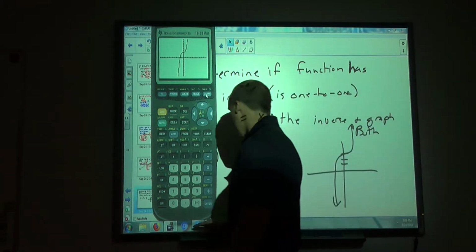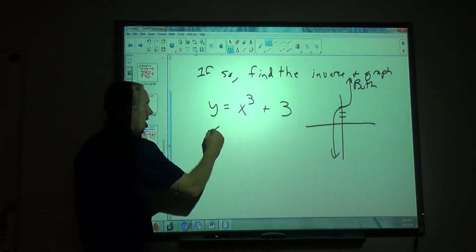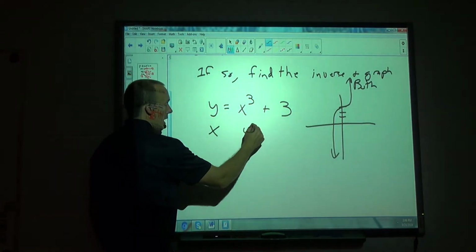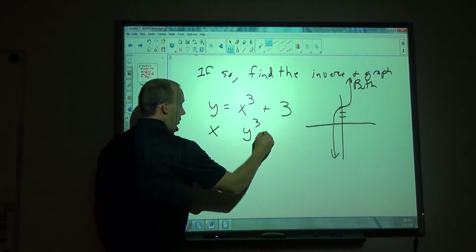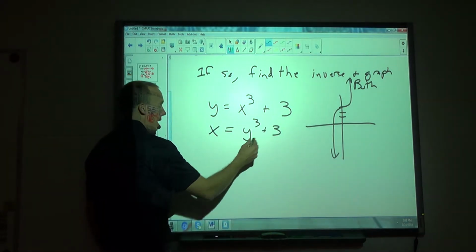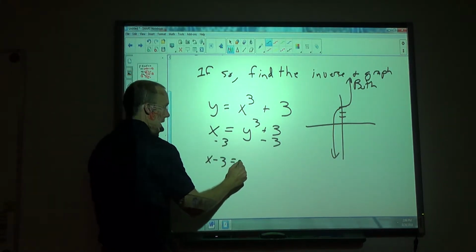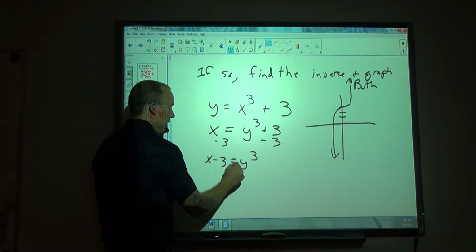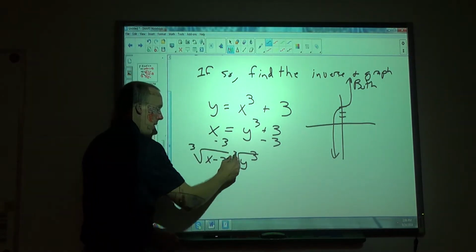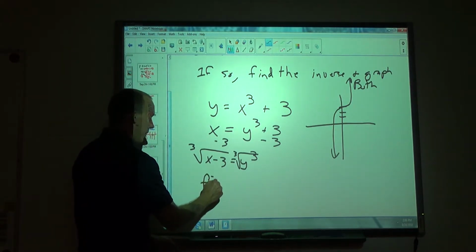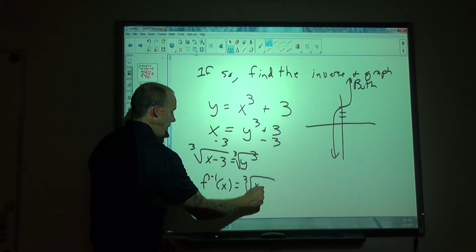Okay, so now how do I find the inverse of a function like this? Switch the x and the y because it reflects over the line y equals x. Then we solve for y. So now I subtract the 3. So we get x minus 3 equals y cubed, and then you take the cube root, what you do to one side you do to the other. So now I get f inverse of x equals the cube root of x minus 3.